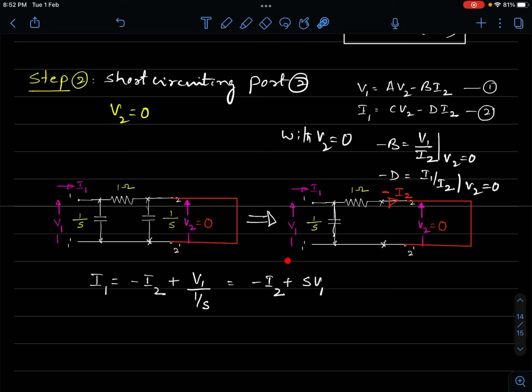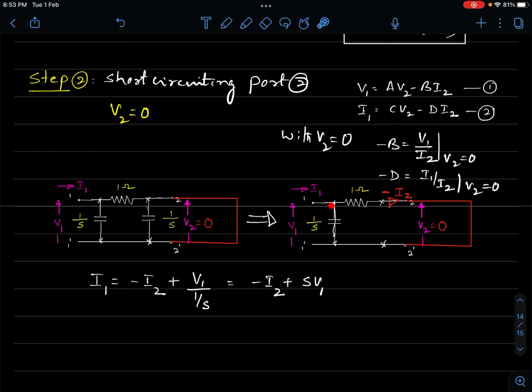We have I1 here, we have I2 here, but we have this S times V1. So we need to find out what is this S times V1, or in other words, we need to eliminate this V1. What is V1 equal to? From this network, if you see, V1 is the voltage across 1 by S. It is also the voltage across this 1 ohm resistance because they are in parallel. I suppose one can clearly see 1 by S and 1.